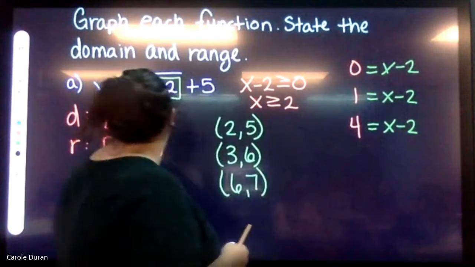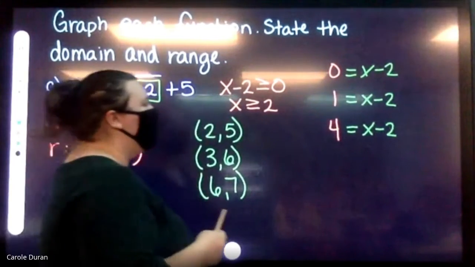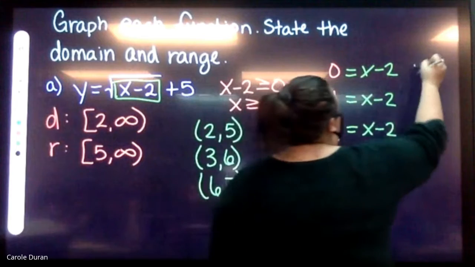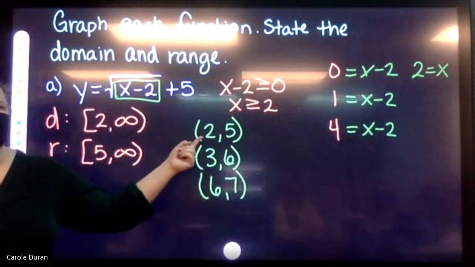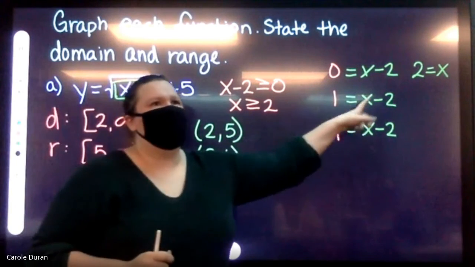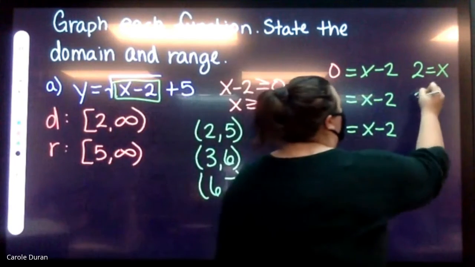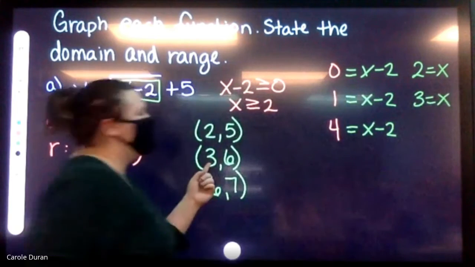So for example, when I have 0 equals x minus 2, I would add the 2 over, and I would get 2 equals x. Guess what? The first x value I had was 2. I do the same thing here. I add the 2 over, and I get x equals 3. Hey, look, that's the second one we already did.